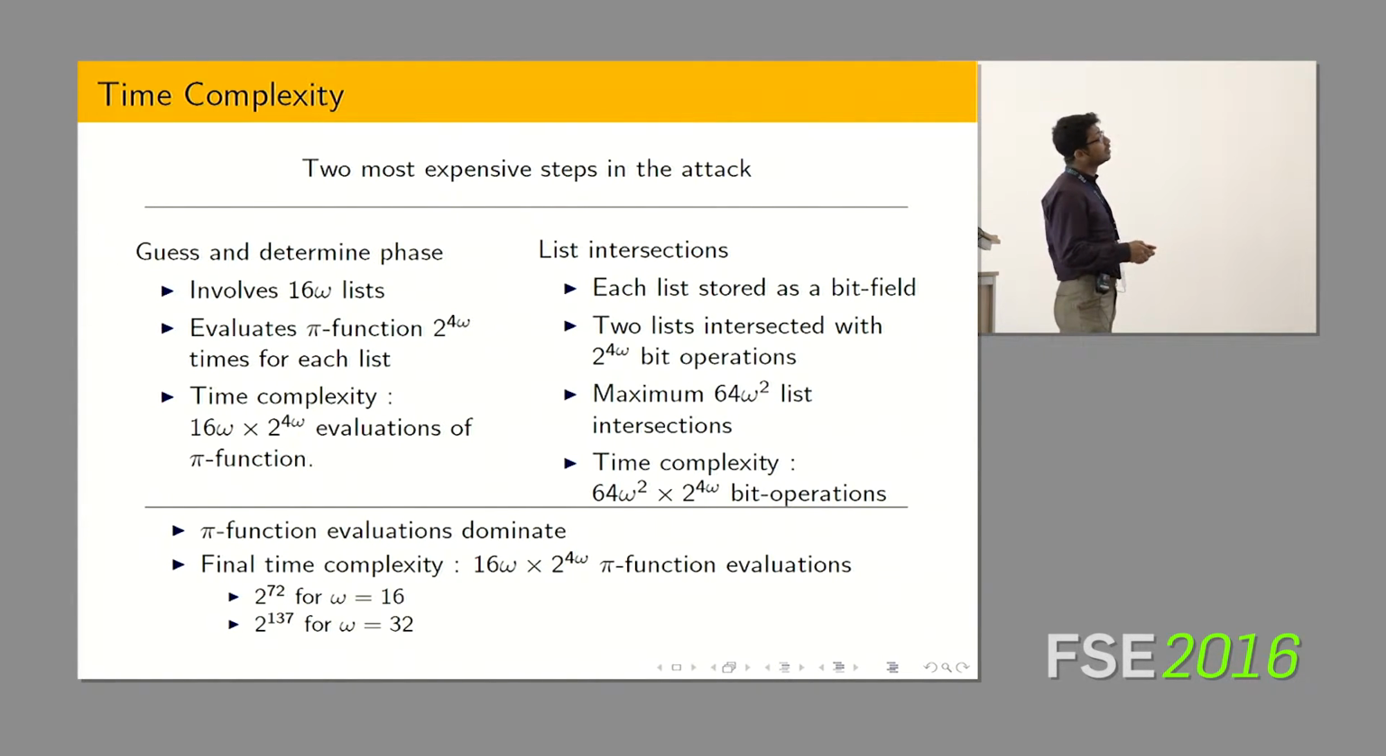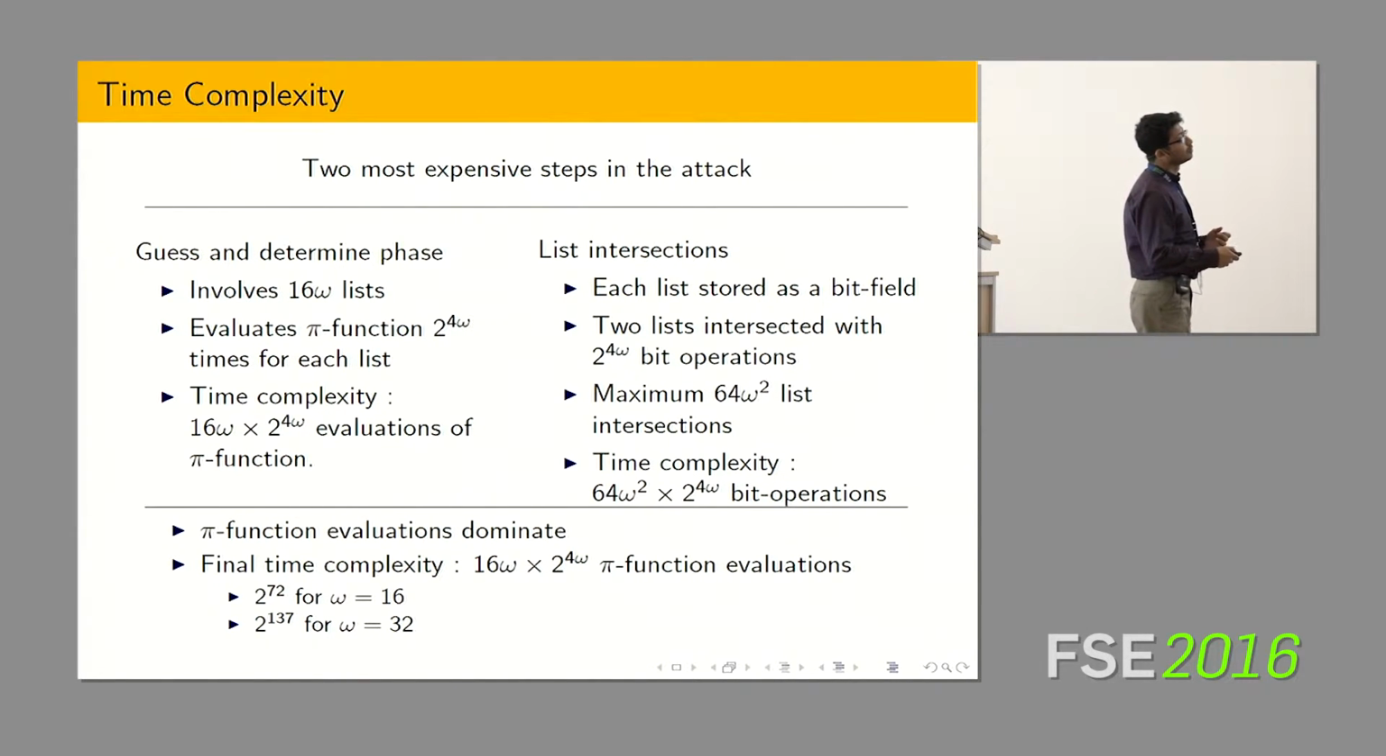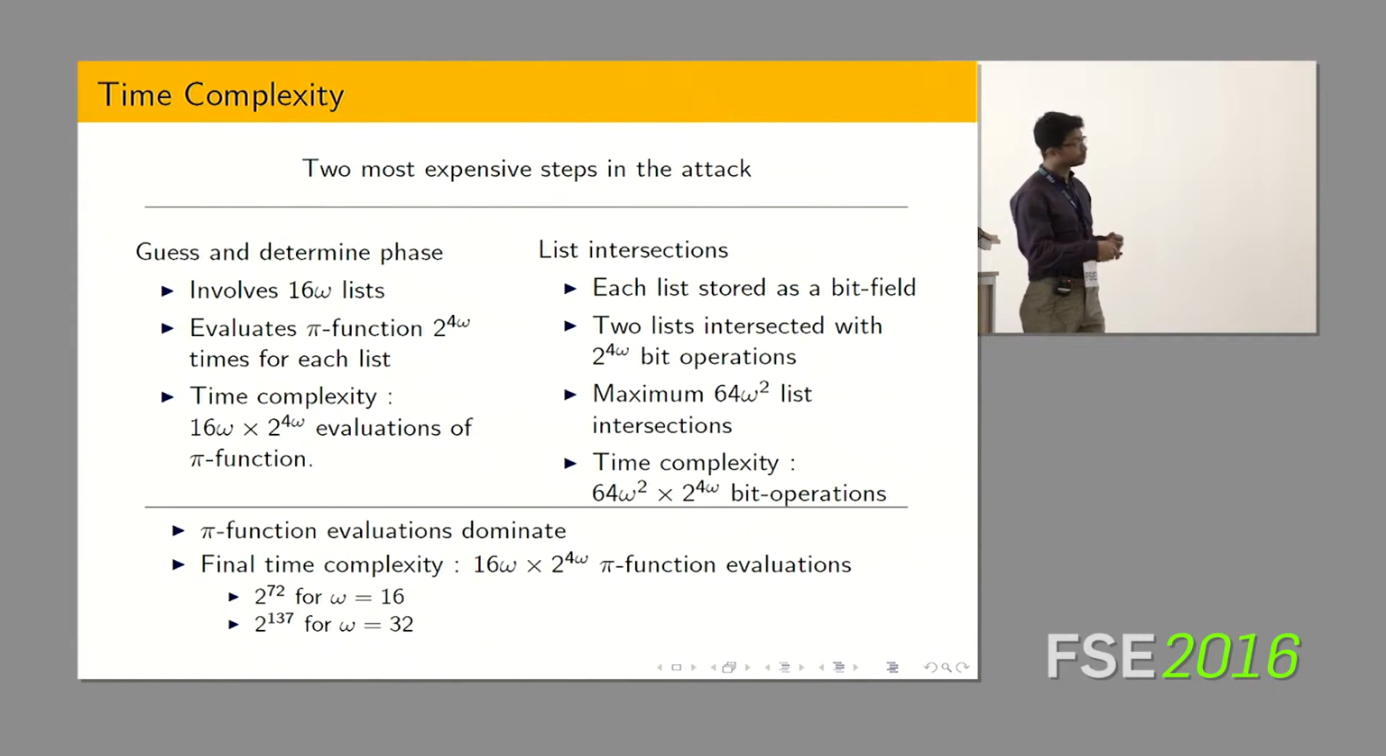And what we can see is that if you compare these 2 values, the amount of pi evaluations that we have to do will definitely be more, the cost of that is definitely going to be more than 4 omega. So this is the dominating factor, and in terms of order, we know that the complexity is going to be dominated by this factor. So it's 16 omega times 2 to the power 4 omega pi evaluations. So plugging in these values, we get these actual bounds.